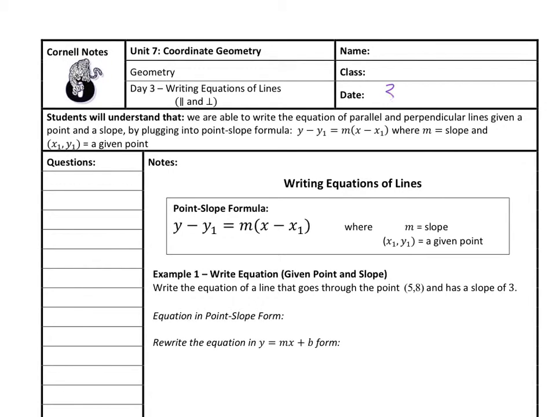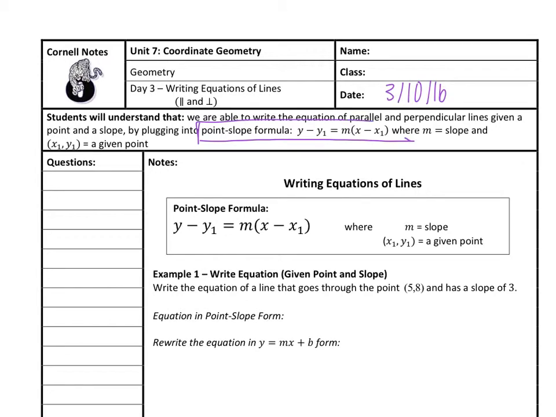Today is 3:10:16. As I said, we're going to talk about writing equations of lines, both parallel and perpendicular to a given line, passing through a particular point. And we're going to do this by using the point slope formula.